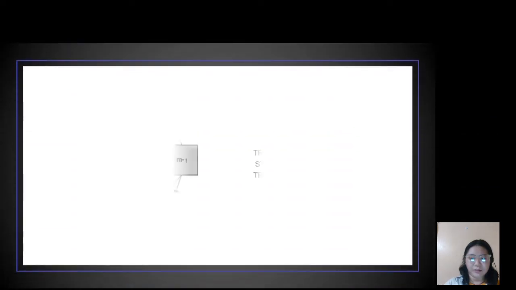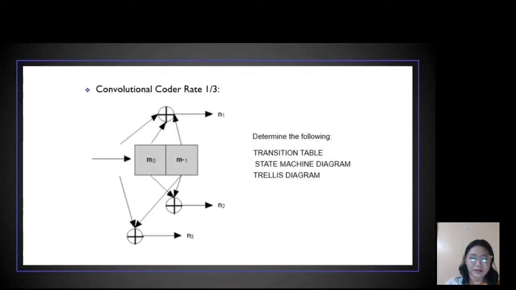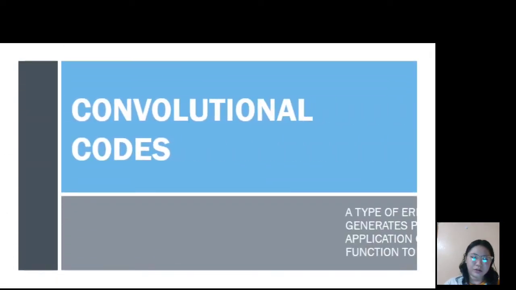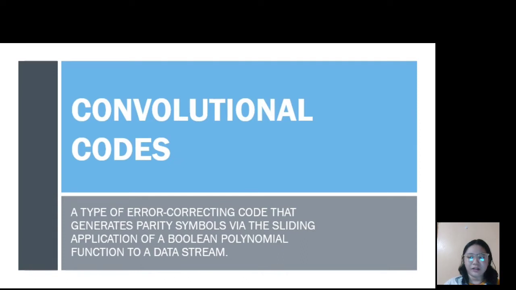Today I will be reporting about how to determine the transition table, state machine diagram, and trellis diagram from a convolutional coder. So what are convolutional codes? These are a type of error-correcting code that generate parity symbols via the sliding application of a Boolean polynomial function to a data stream.